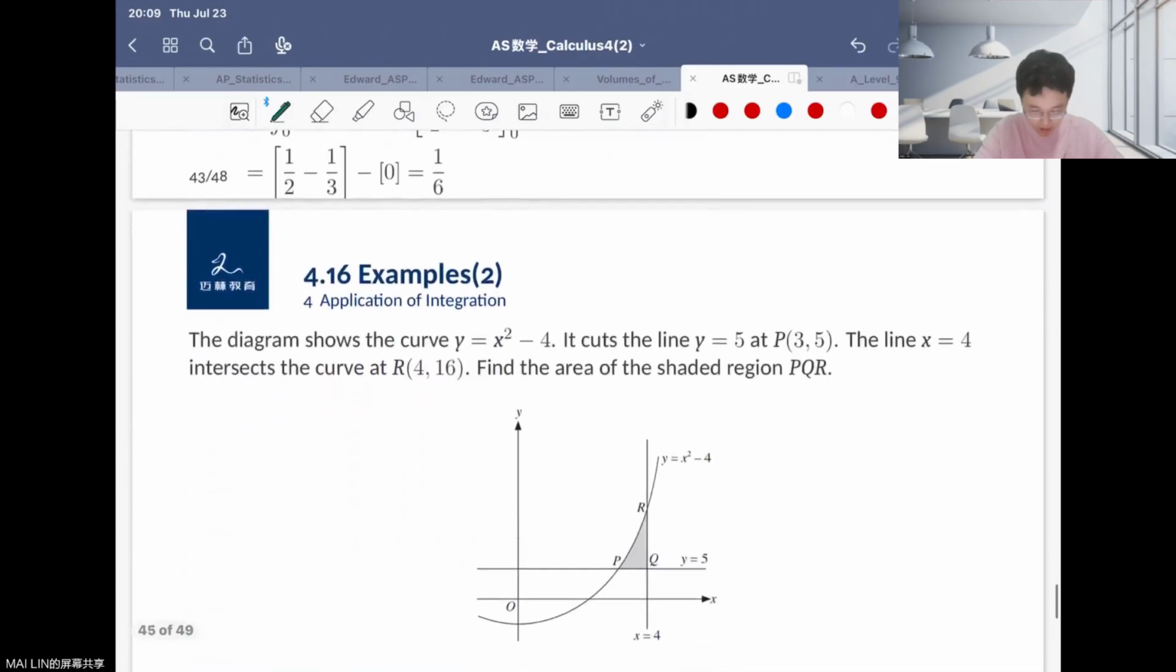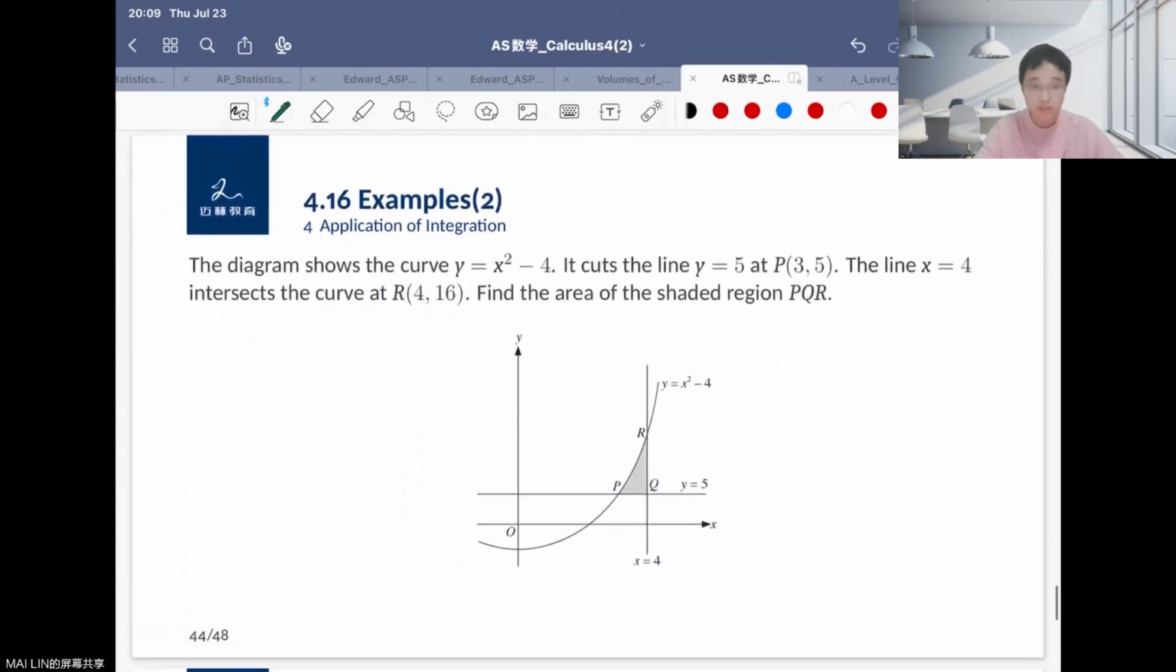And also for these examples, you can use this method to solve this. For example, here we have some intercept, like it intercepts with y equals 5 at 3, 5, right? So the P point is 3, 5. And here R is 4, 16. And we're trying to find the shaded region between P, Q, R. So here we can consider the upper bound is the curve PR, right? And the lower bound is the line, the very small segment PQ.